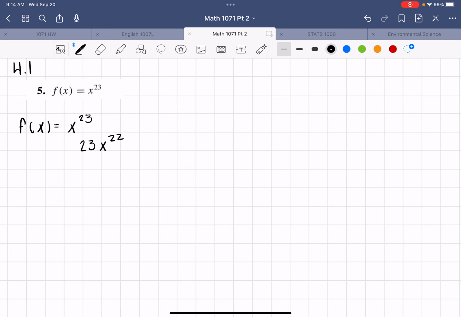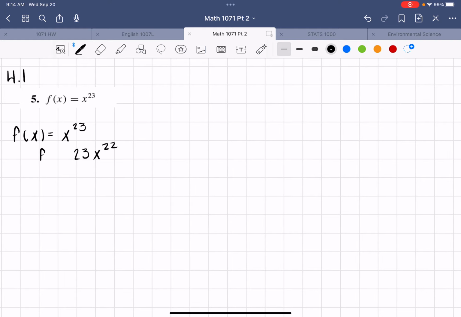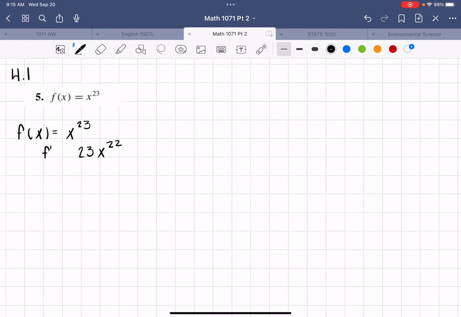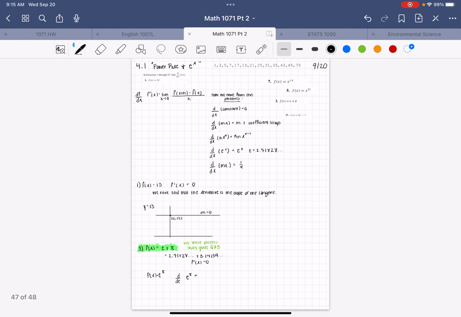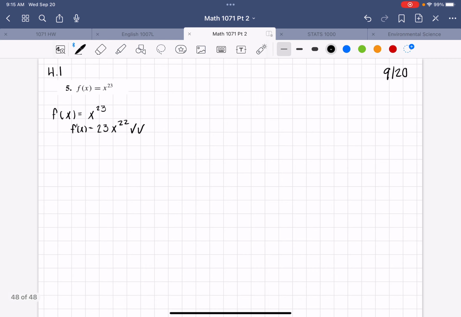Number 15. F of x is x to the 1.4. Now, I know that we've only done this for integers. Our pattern was x to the n, so f prime: the old power is the new coefficient, the new power is one less. We've only done n for integers, but indeed it works for all numbers.